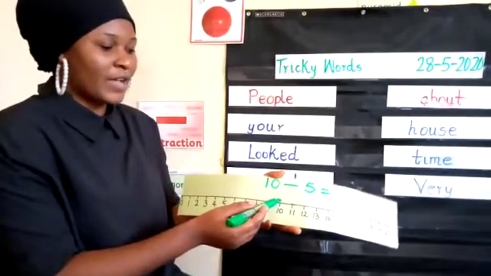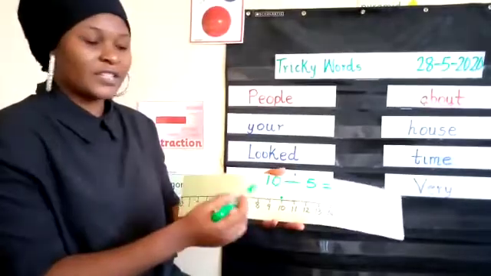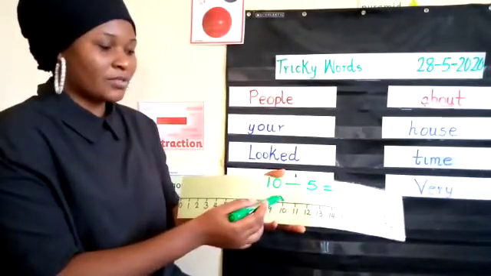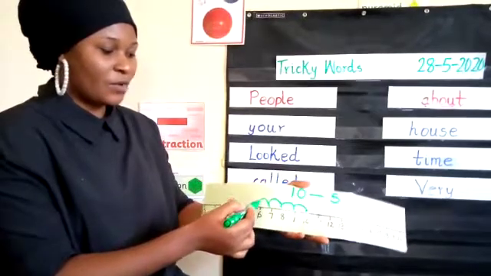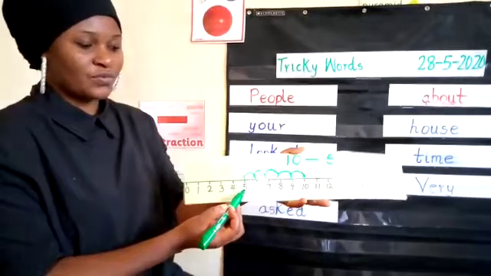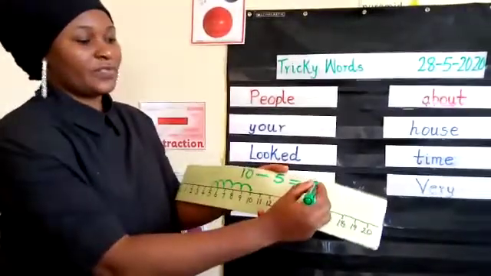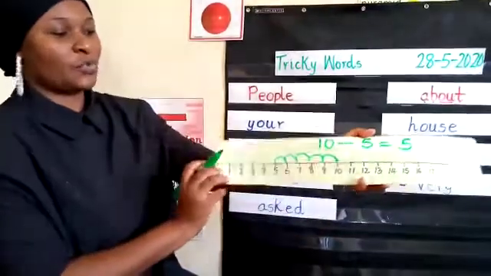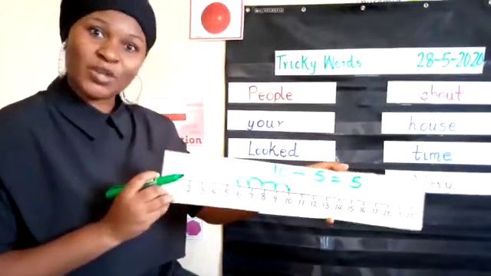So 10 minus 5, we're going to count 5 times backwards. So it says 5, right? So we count 5 times backwards. So let's count 1, 2, 3, 4, 5. See? So 10 minus 5 gives you 5. Our answer is 5. So what have we just done? We've just used our number line to solve subtraction.